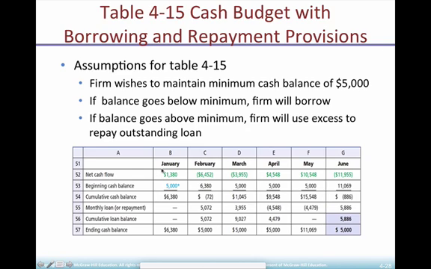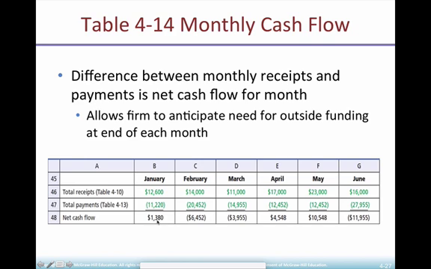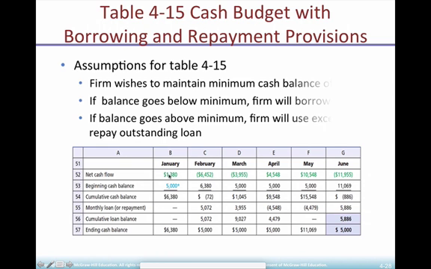So let's see, we start with net cash flow. All these numbers are coming from the previous slide. You see here, those are the numbers for net cash flow that are going to be transferred here. Net cash flow for January is 1,380. We assume we have a beginning cash balance here because it's required. And then we end up with cumulative cash balance, these two numbers added up. And this is my ending cash balance.